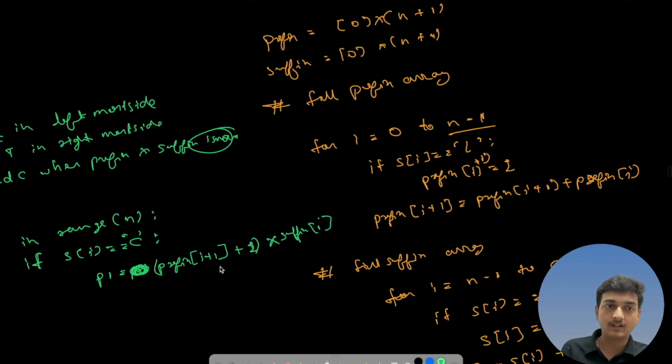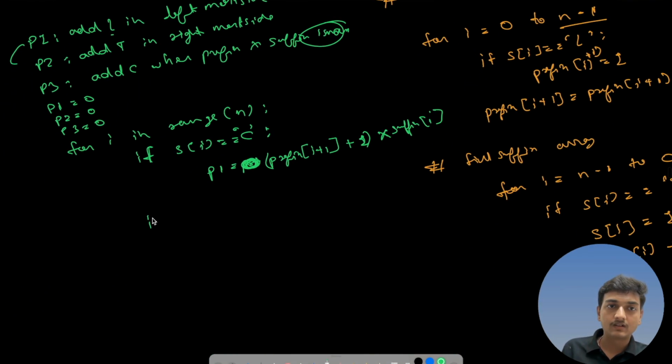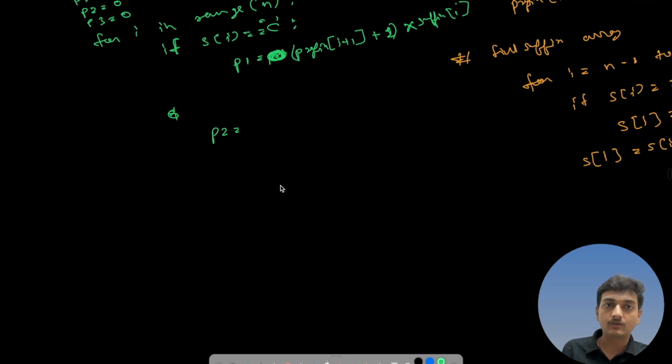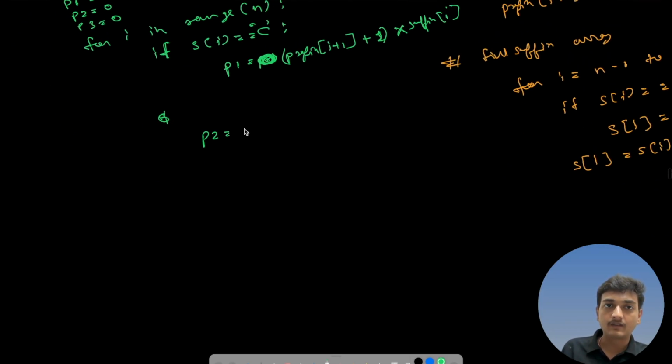So suffix of i. Now let's check for P2. What is P2? Let me write here. P2 equals, what is plan two, add T in the rightmost side. So in that part, what I need to do? I will be incrementing my suffix of i, whatever i value is, by plus 1, into prefix of i plus 1.